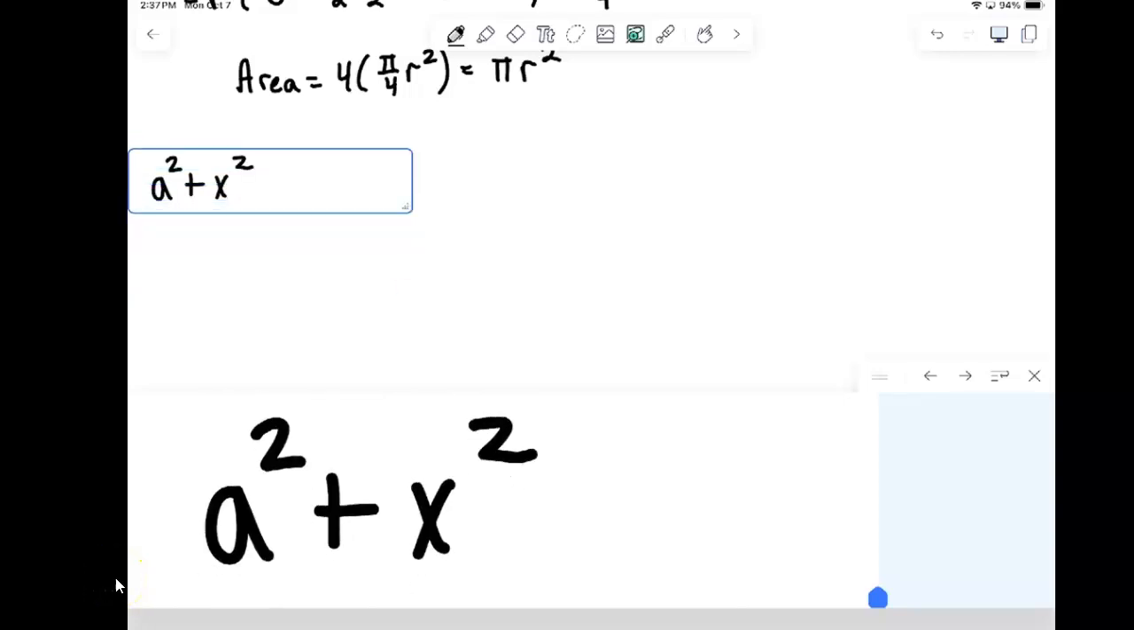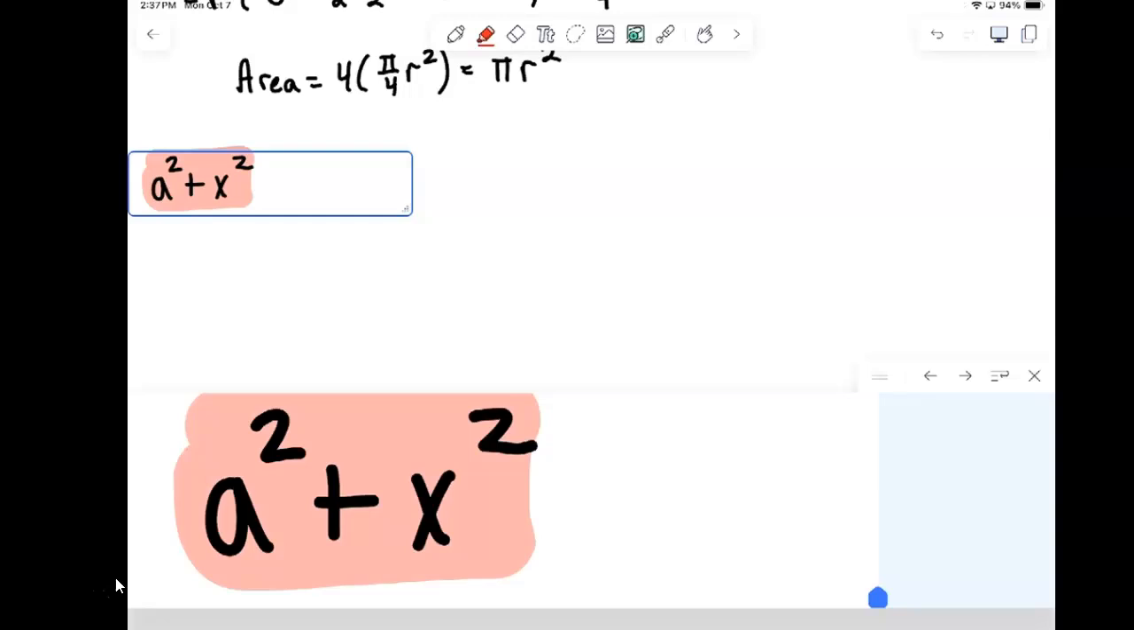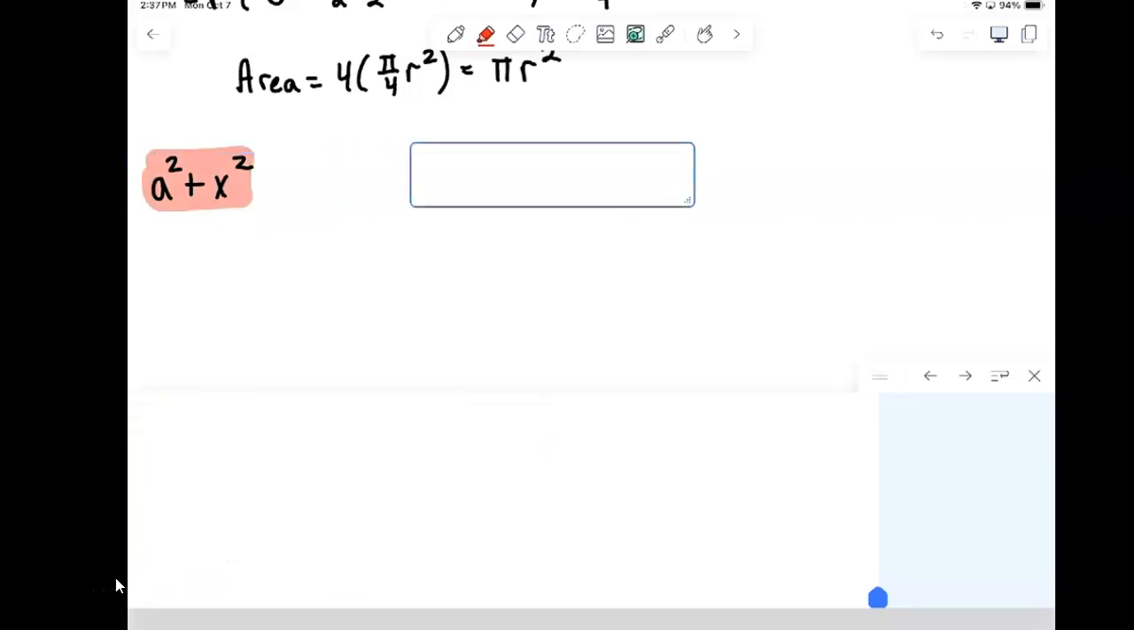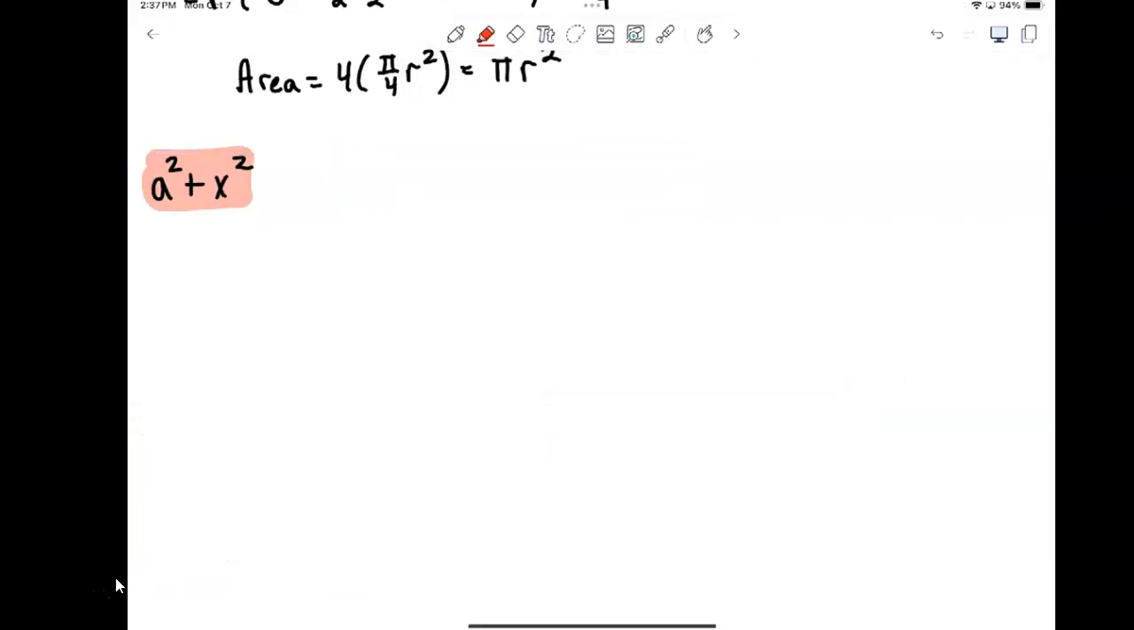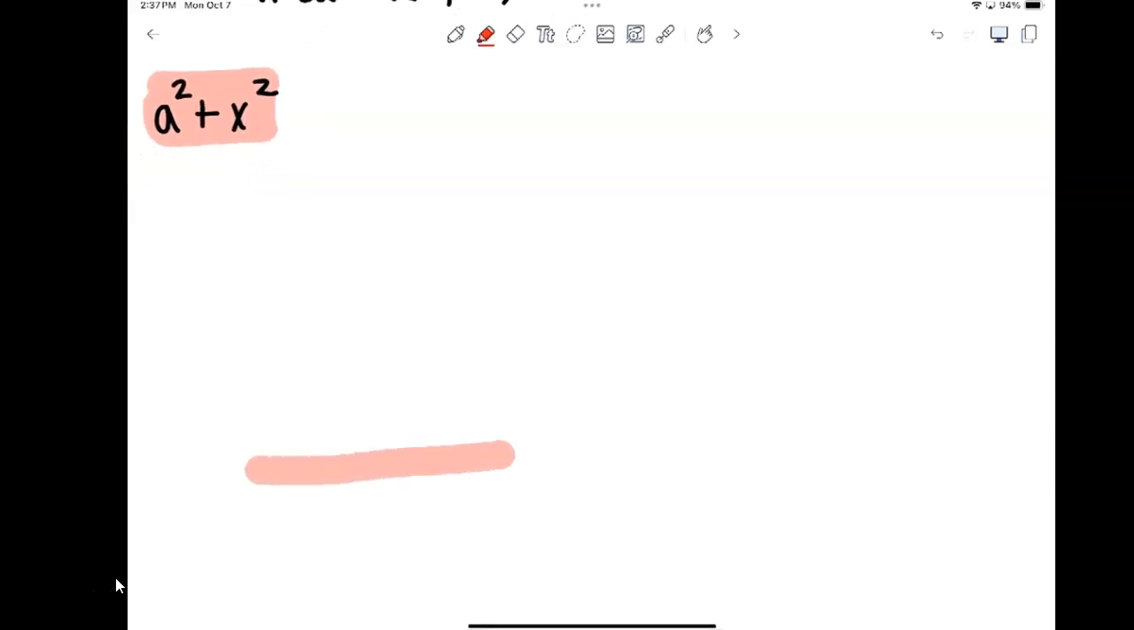So with integrals that involve an a squared plus x squared, where they're being added together, what we're going to do is use a triangle. We're going to use the right triangle here.